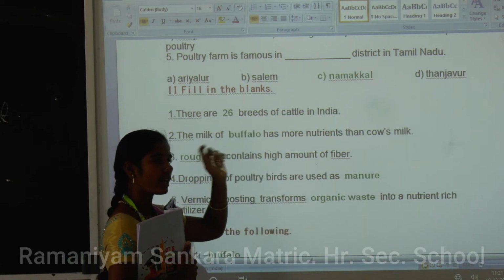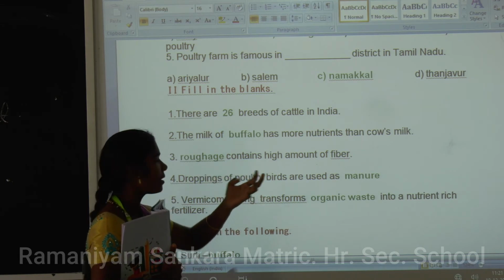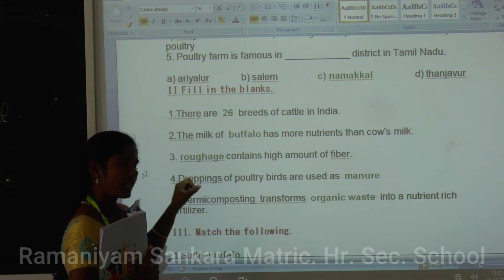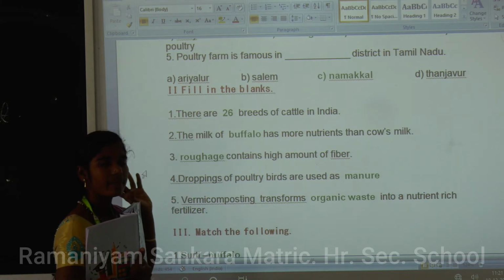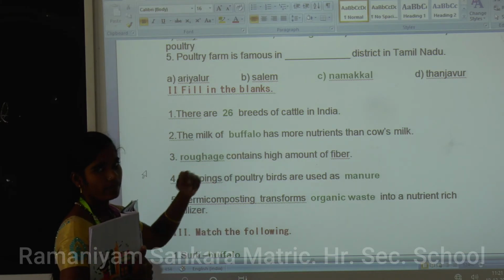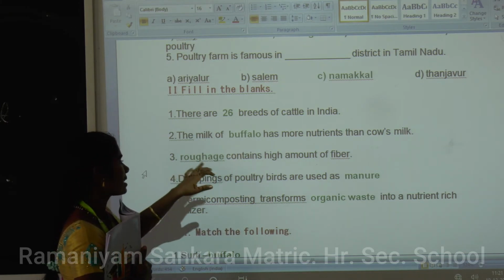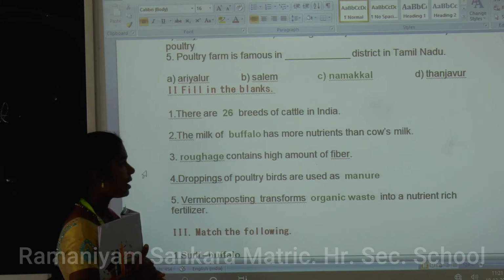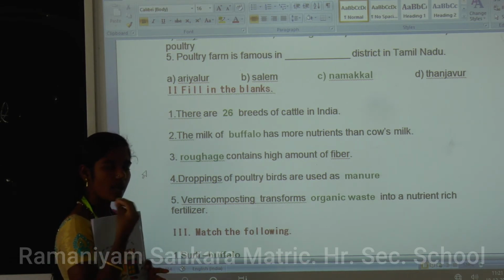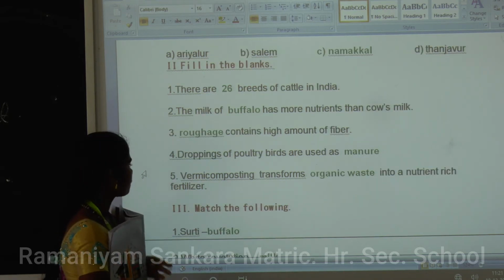Next, third one, dash contains a high amount of fiber. Fiber is called naar sathu. What contains a high amount of fiber? Roughage. The cattle breeds eat hay and silage, and all of these contain fiber in large amounts. Generally we call that roughage. Human beings can also take roughage. The food we eat also has roughage.